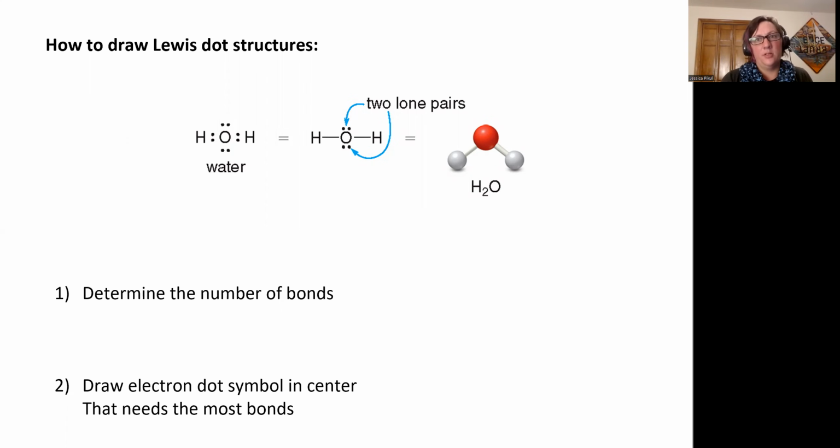Let's walk through how to draw a Lewis dot structure, and we'll start with a simple molecule as an example. And we'll really only be drawing small molecules in this class. Let's start with water. So I'm going to give you the punchline first and then show you how we did it. So here is a representation of water, and both of these would be Lewis dot structures right here.